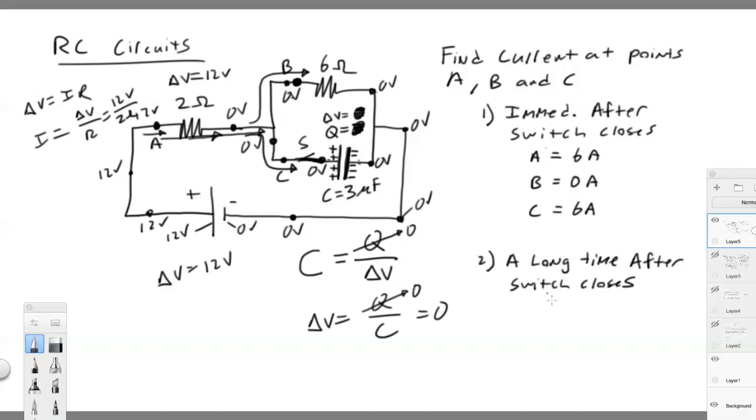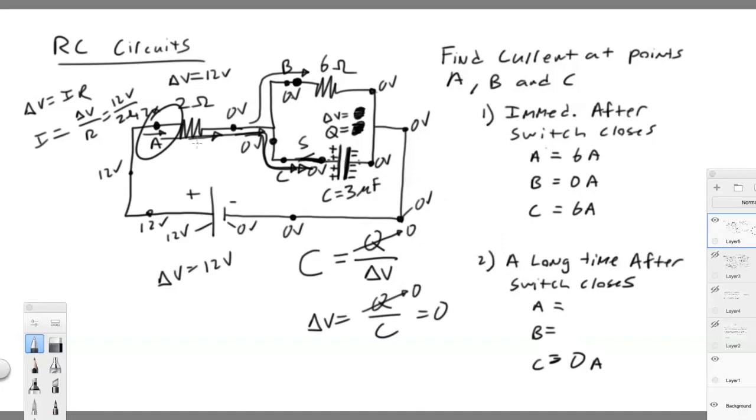Well, we want to find the currents again. What's the current at point A? What's the current at point B? And what's the current at point C? Okay, so a long time after the switch closes, no more current is going to come down to the capacitor. The current coming down to the capacitor is going to go to 0. And the reason why is because the capacitor is now fully charged. It cannot take any more current.